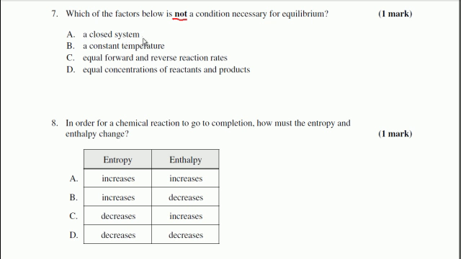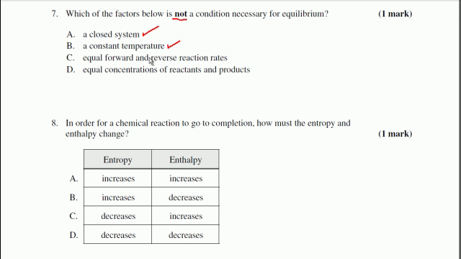So a closed system. This is very, very necessary for an equilibrium. If our system is open, that means gas or maybe products or reactants can escape, and therefore an equilibrium cannot be established. So a closed system is very important. As we know, temperature is very important. If we change temperature, we're going to be changing our equilibrium. So a constant temperature is very important.